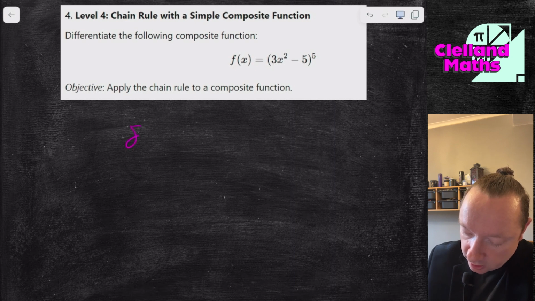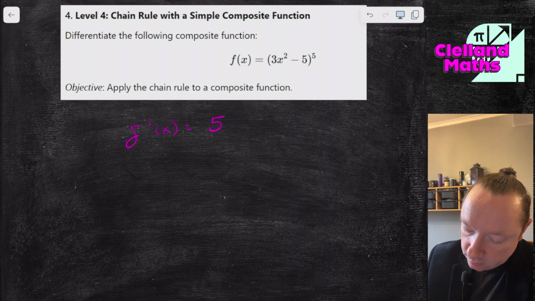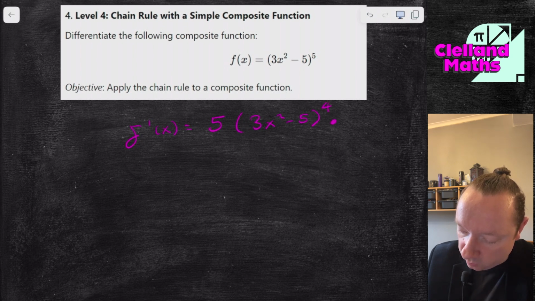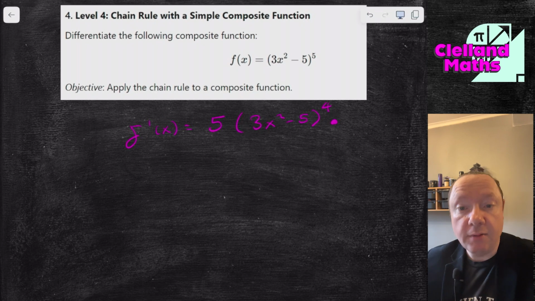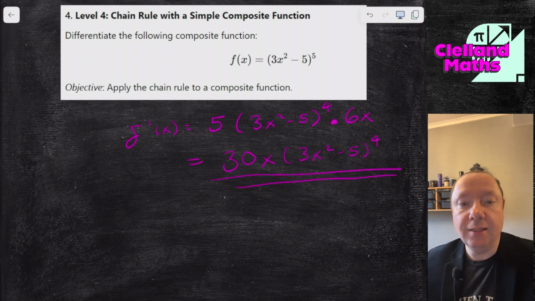So f dash x. Now the chain rule is you take the 5 down to the front, you leave the function alone, 3x squared minus 5, that's my inner function, and I take away 1 for the power. But then I need to remember to times by, I'll put a dot for times so it's clear, you need to differentiate what's inside the bracket. So 3x squared becomes 6x and 5 disappears. So that means I can just do 5 times 6 is 30x, 3x squared minus 5 in the bracket to the power of 4. Fairly confident that's the answer.